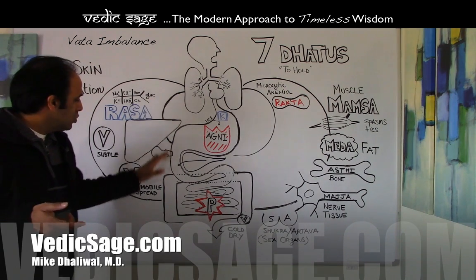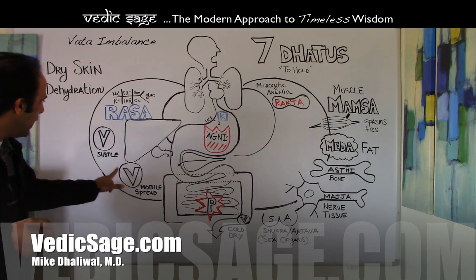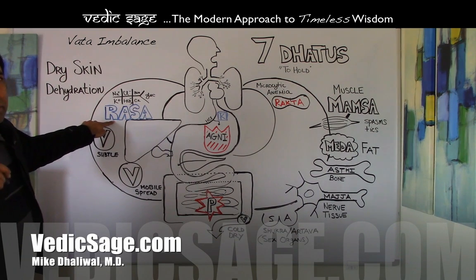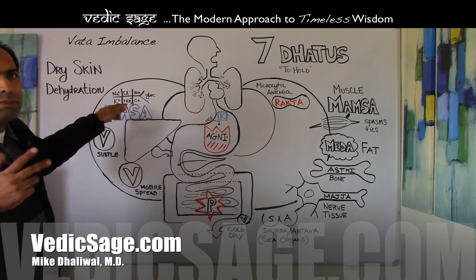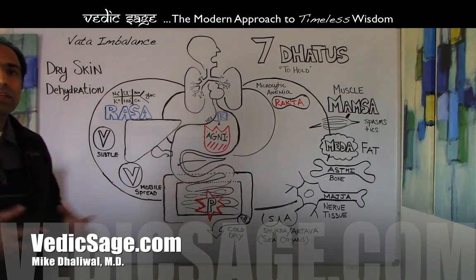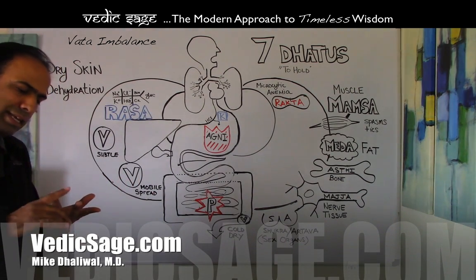dhatu or tissue. So what happens is Vata is going to enter into the rasa dhatu, and if that Agni is impaired, for example, if rasa dhatu Agni is impaired, then the qualities of Vata are going to enter into rasa dhatu, or the plasma and the lymph tissue.